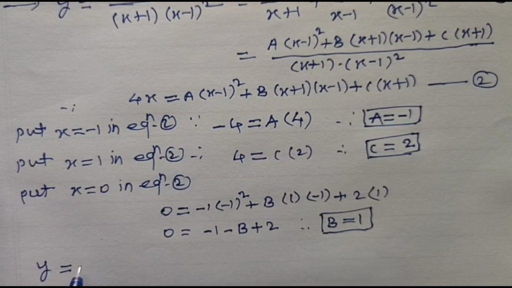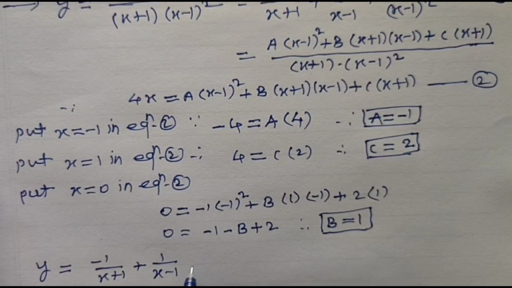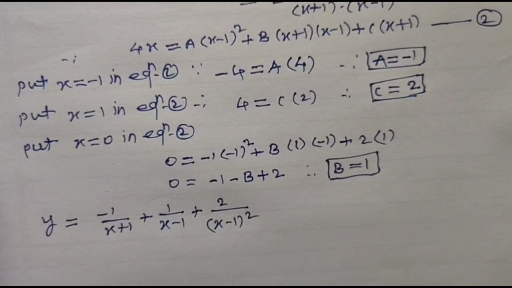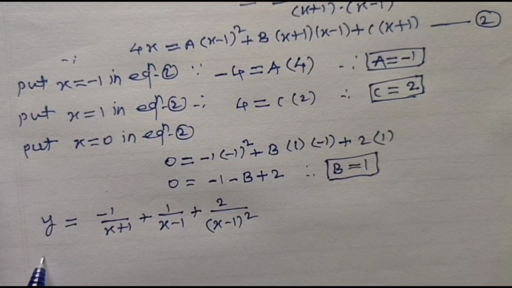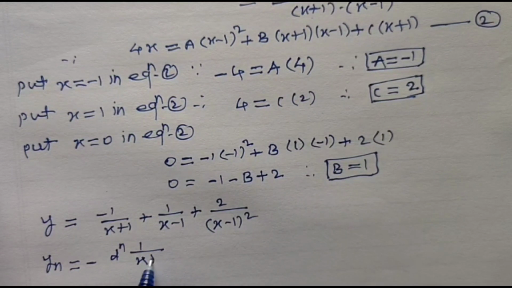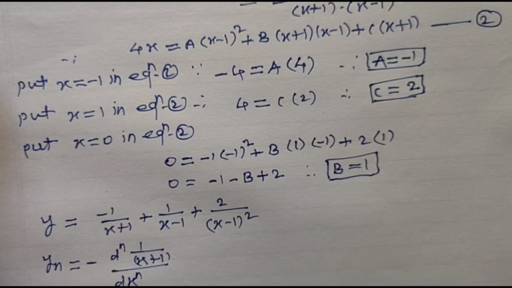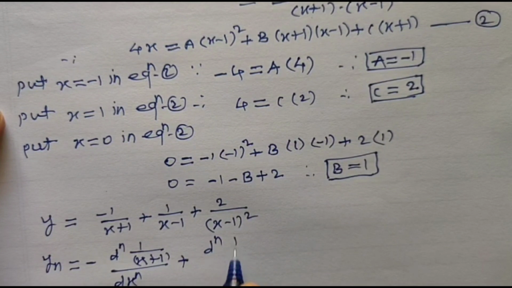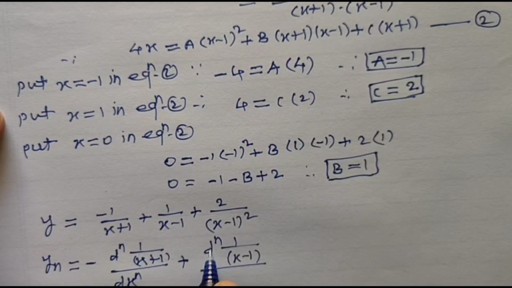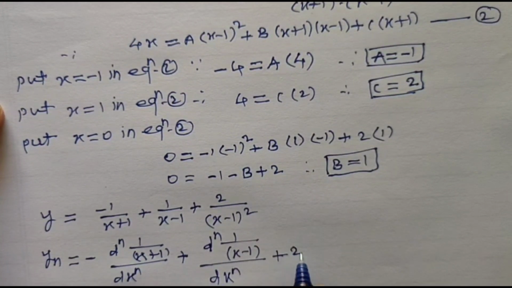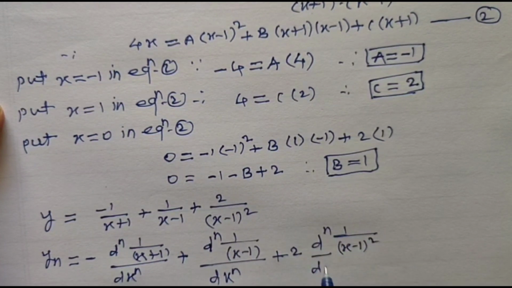Hence y is equal to minus 1 upon x plus 1 plus b, b is 1, 1 upon x minus 1 plus c, c is 2, 2 upon x minus 1 its square. Now nth derivative of y, that is yn. Yn is equal to minus nth derivative of 1 upon x plus 1 with respect to x to the power n, plus nth derivative of 1 upon x minus 1 with respect to x to the power n, plus 2 into nth derivative of 1 upon x minus 1 its square dx to the power n.